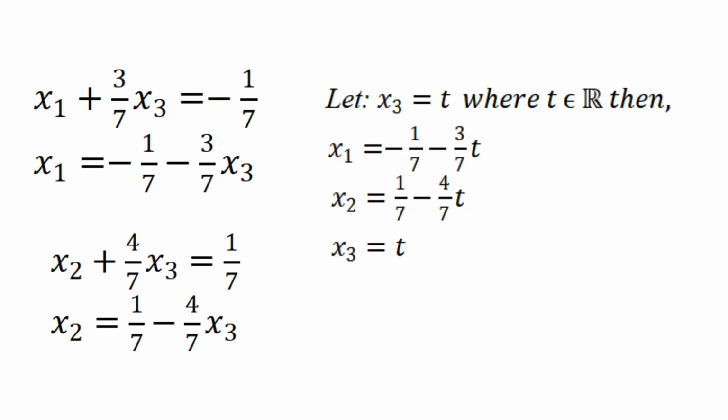Now we let x sub 3 equal t, where t is an element of the real numbers. Then x sub 1 equals negative 1 over 7 minus 3 over 7 t. x sub 2 equals 1 over 7 minus 4 over 7 t. And x sub 3 equals t.